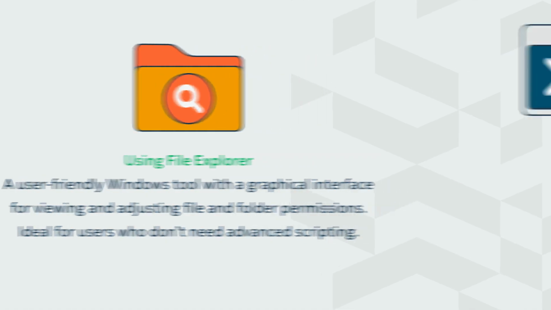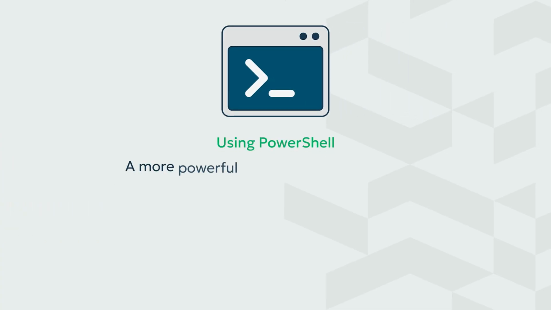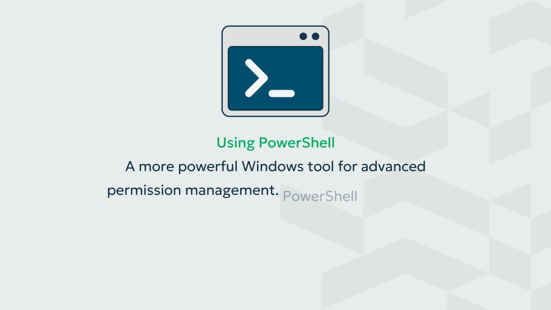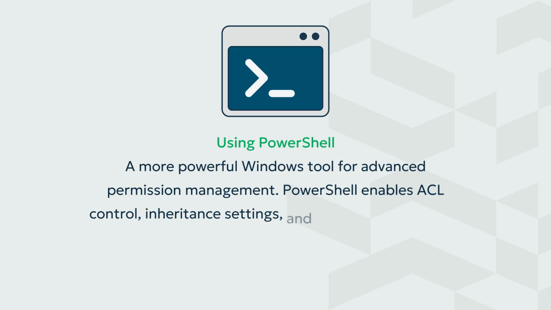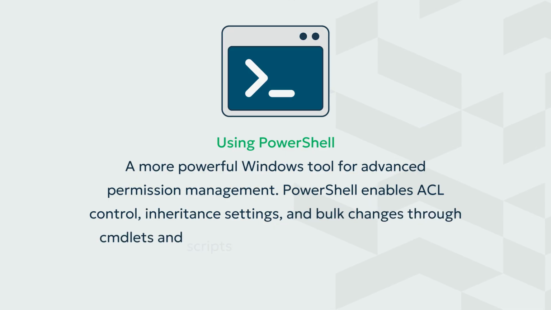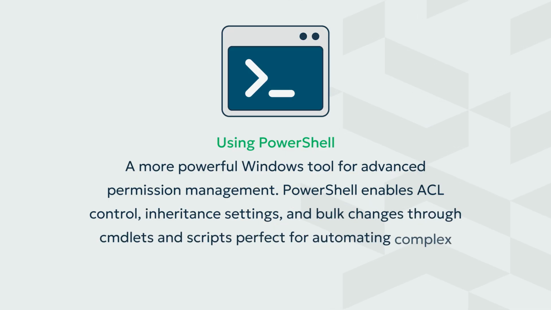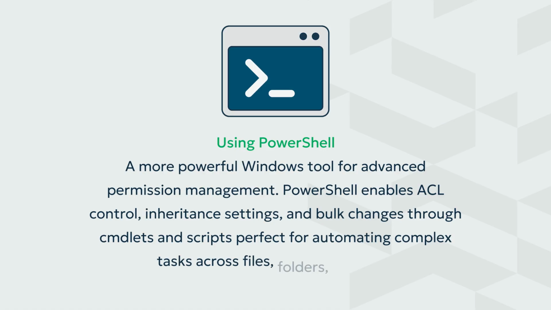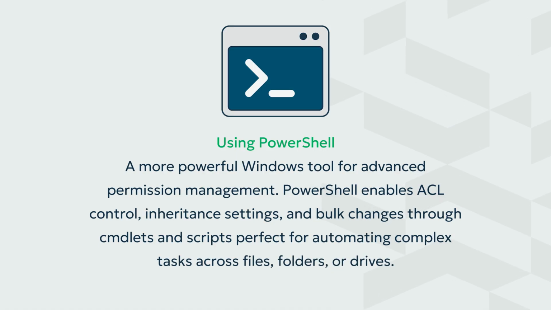Using PowerShell. This is a more powerful Windows tool for advanced permission management. PowerShell supports managing ACLs, inheritance, and bulk changes using cmdlets and scripts, making it ideal for automating complex permission tasks across files, folders, or entire drives.